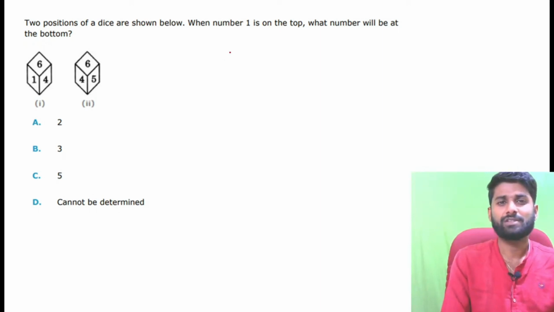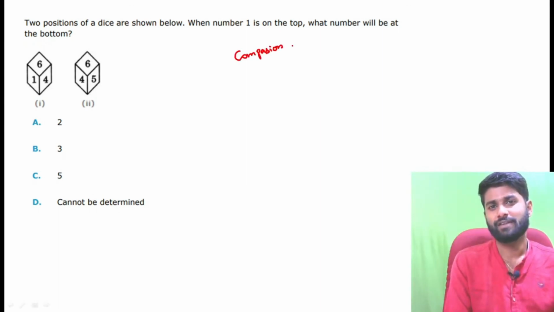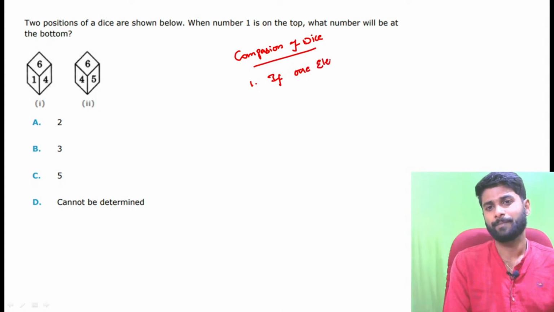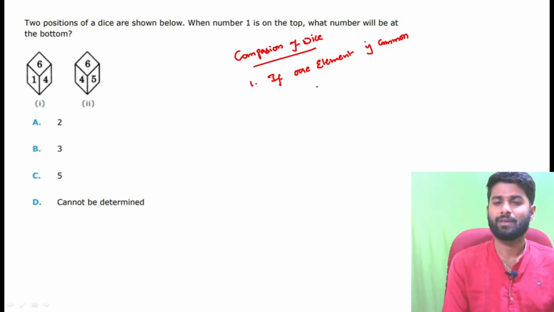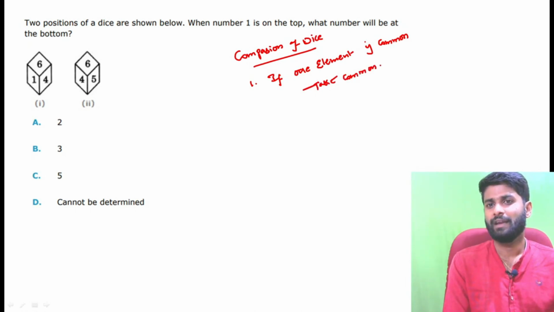Now see, guys, I will tell you some information. Comparison of dice: if two or more dice are given, you just compare the dice, guys. I will tell you the concept here. First of all, if one element is common, we already completed this concept in TCS NQT, guys. Just go through that once if you want a brief explanation regarding dice. See, if one element is common, take it as the common number, take that common number and consider the clockwise notation. So we can get the opposite pairs.